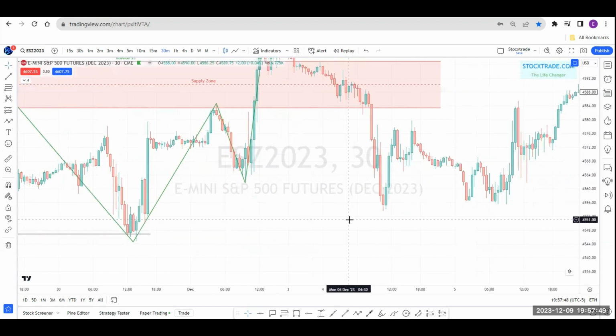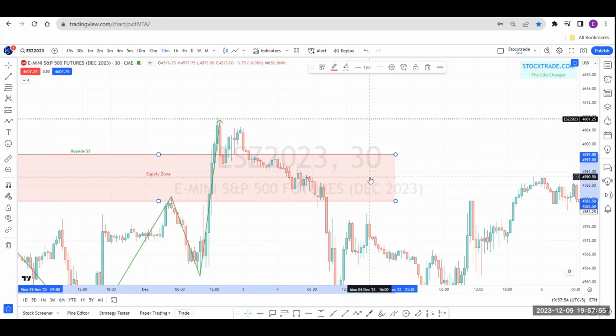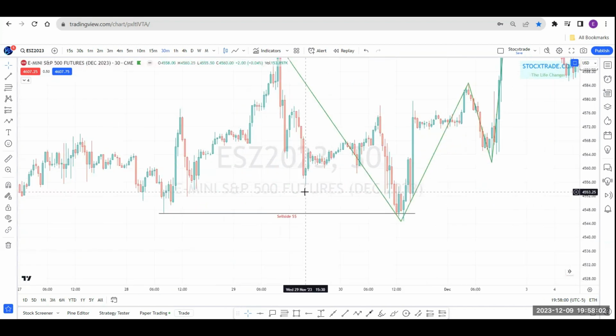Where will it come down? To the fresh demand zone. So from the demand zone we will buy, from the supply zone we will sell. Okay. So your last candle before the reversal, if we are going bearish, your last candle before the reversal is your demand zone.